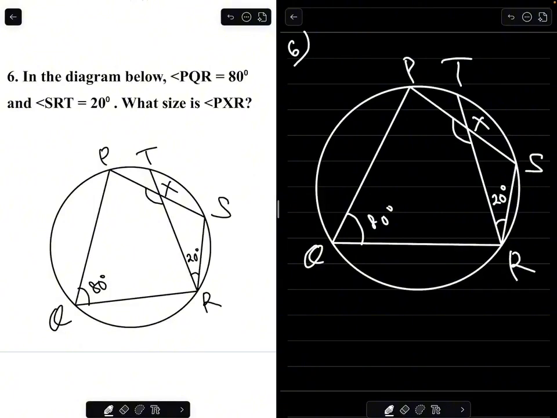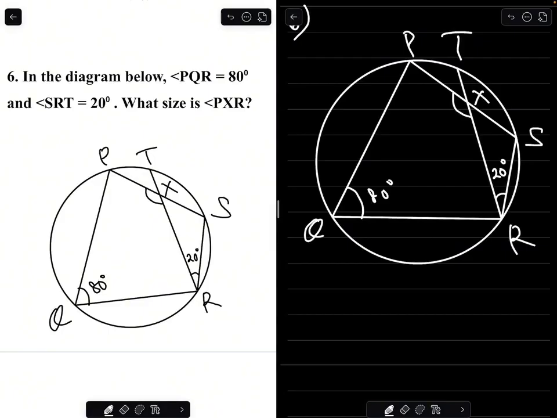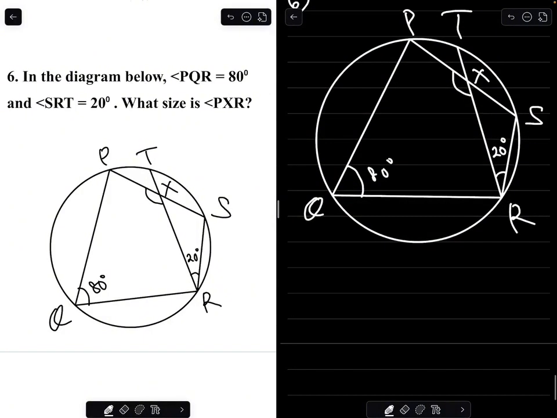Okay, that's simple. That's a piece of cake. Angle PQR plus angle PSR is equal to 180 degrees, and the reason for that is opposite angles of a cyclic quadrilateral are supplementary. I can see that PQRS is a cyclic quadrilateral, so angle Q in that cyclic quadrilateral plus angle S is 180 degrees.